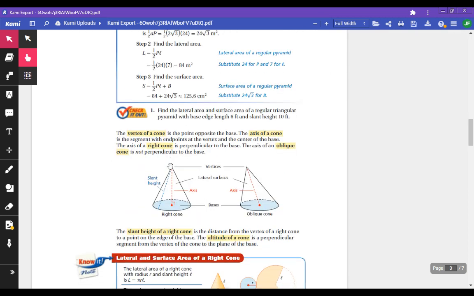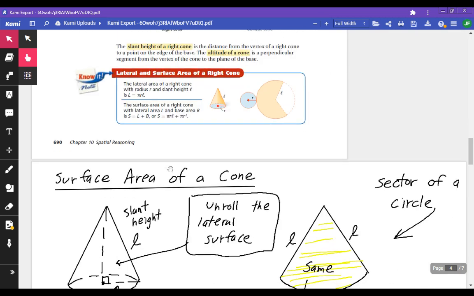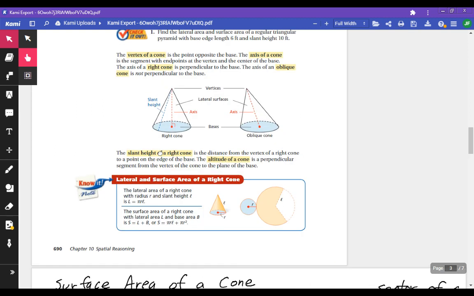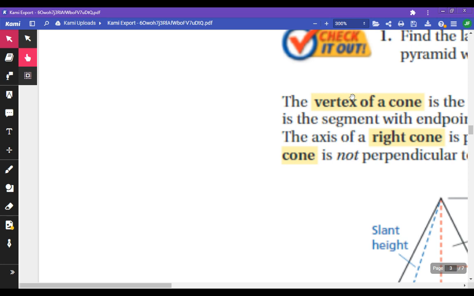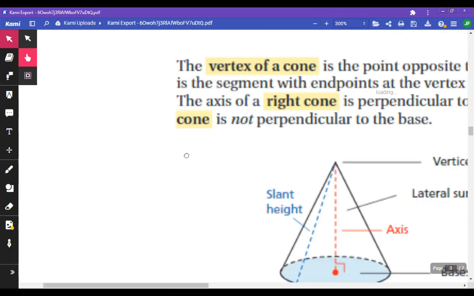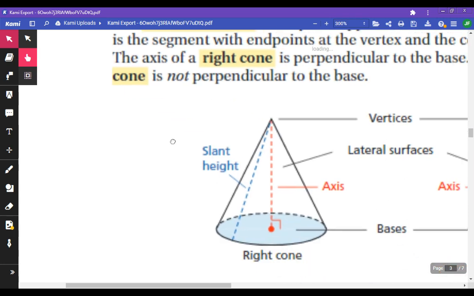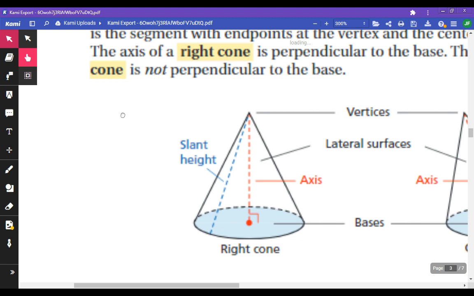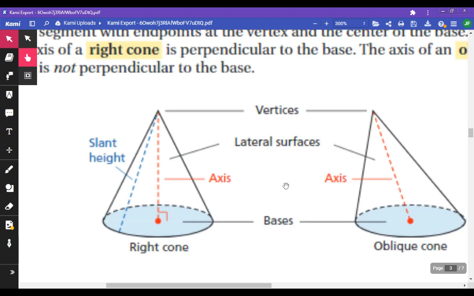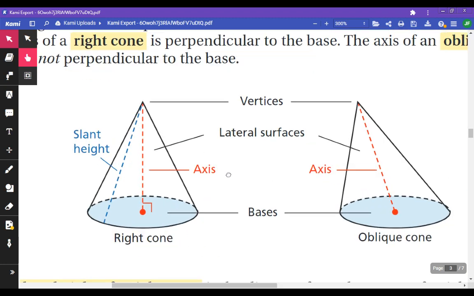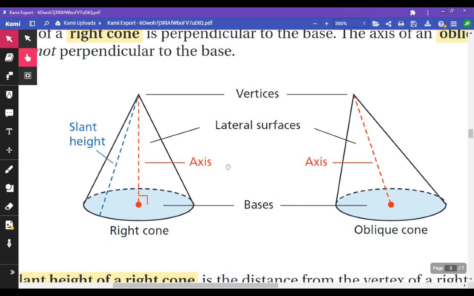Okay, let's look at a cone in some more detail here and figure out how to calculate its surface area. This is going to be more complicated. If you look at the diagram of the right cone on the left side, right cone means that the height, or the altitude, of the cone is perpendicular to the base.